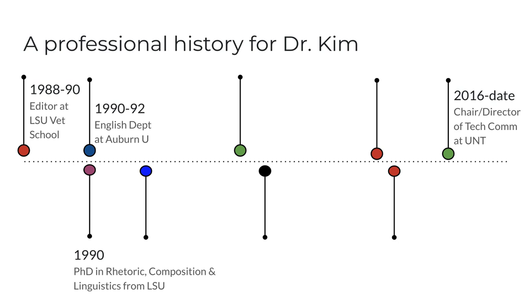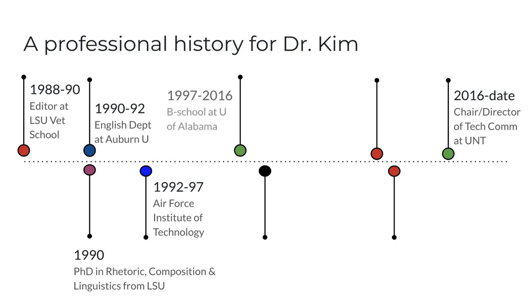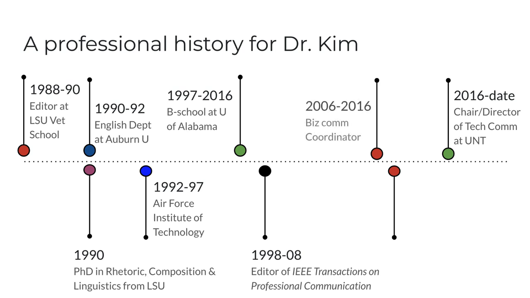In 1992, I began work as a professor and researcher at the Air Force's postgraduate school. In 1997, I joined the business school at the University of Alabama, where I stayed for 19 years. During that time, I served as the editor of an IEEE research journal for over 10 years. And while at Bama, I also held some other administrative jobs. So now you know about the goals of the course, the major assignments, the philosophy behind them, and also a little about me. Let's get going.